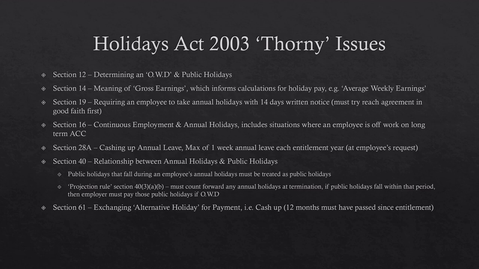We have a separate ebook on ACC employer considerations that goes into quite a bit more depth around these issues. If that's applicable for you, you can check that out.